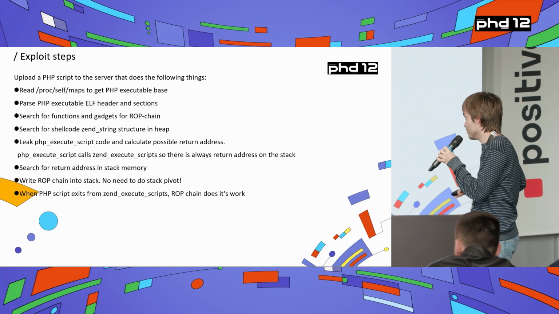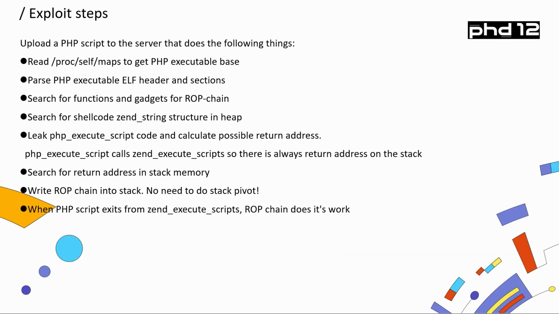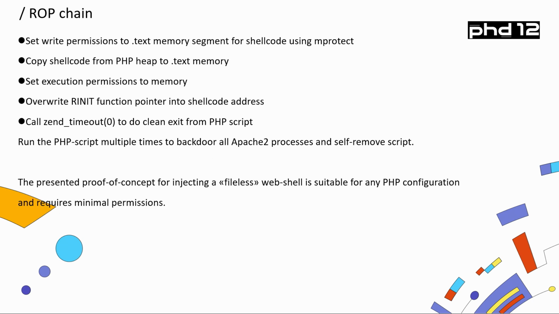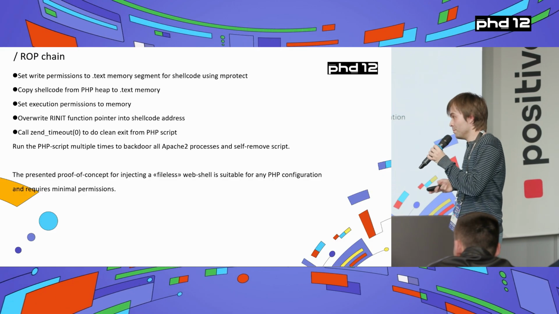And when the PHP script exits from Zend execute, the chain does its work. Now the ROP chain itself: it sets write permissions to the .text memory segment for shellcode using mprotect. Then we copy shellcode from the PHP heap to .text memory. We set execution permissions to the memory, override the handler function pointer with the shellcode address, and call Zend timeout to cleanly exit from PHP.